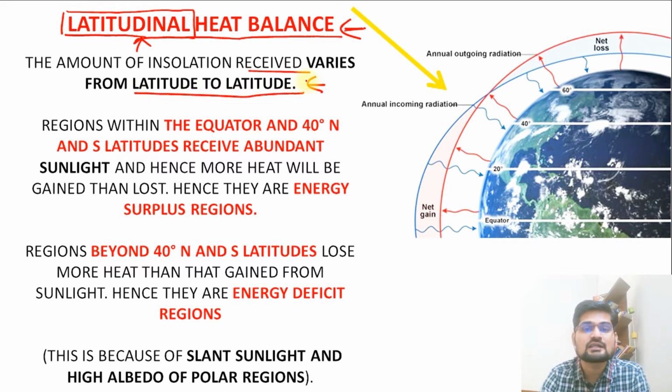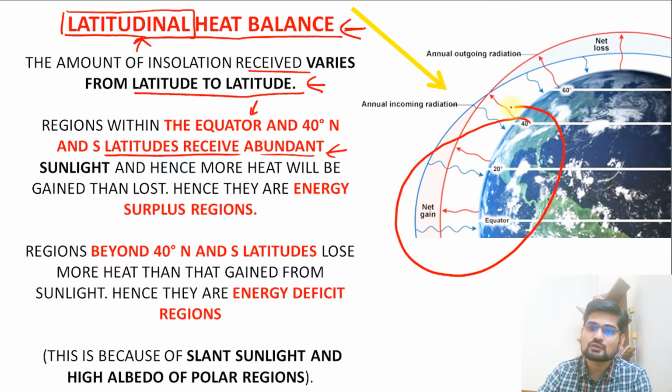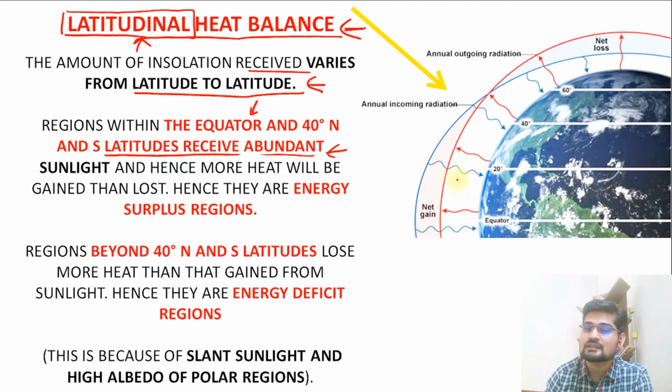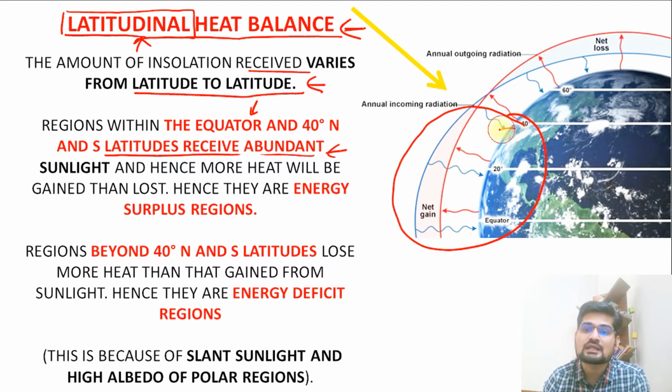That is the first important thing that we need to keep in mind when we are understanding latitudinal heat balance. So what happens? The regions between the equator and 40 degrees north and south receive the most amount of insolation. So maximum insolation is received where? In the tropics, as we have learned in the previous sessions. Where is the maximum gain of energy? This is the tropical region, largely up to a maximum of 40 degrees north and south. This is where the net gain is, and this is called the energy surplus region of the earth.